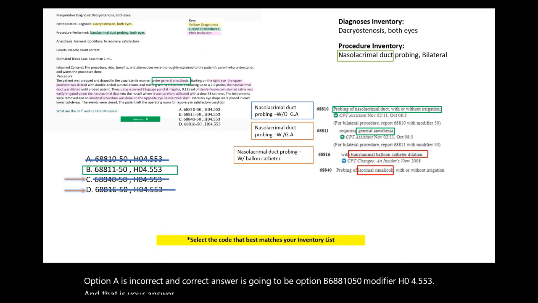So yeah, this was a pretty straightforward one. Only we have to read the scenario carefully.